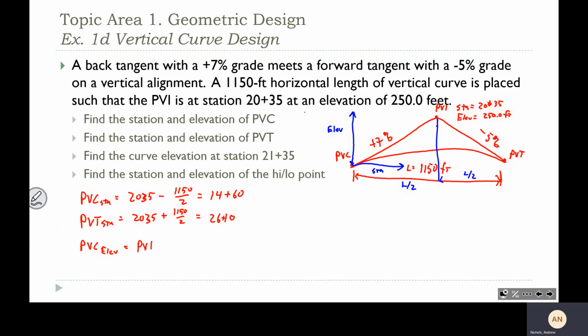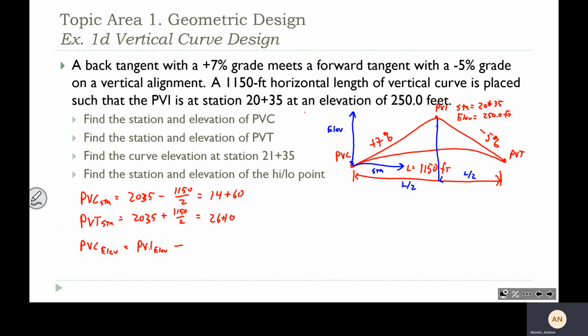So we've got PVI elevation, and this is just more of a mathematically realizing that this makes sense. So we know that our PVC elevation relative to PVI is going to be greater or lower. It's going to be lower, so we need to subtract.